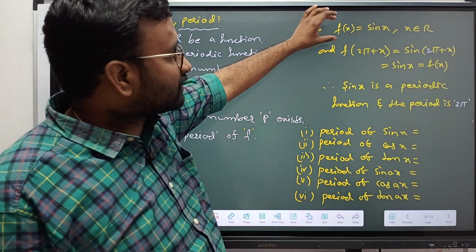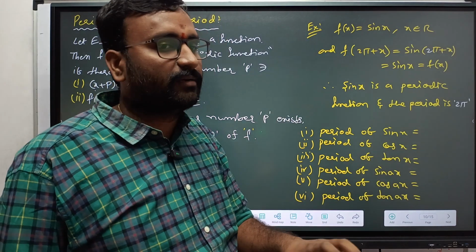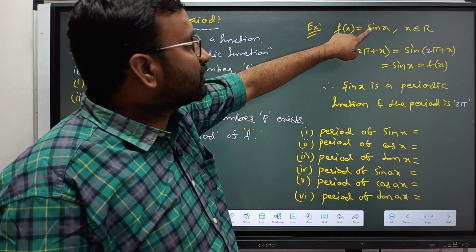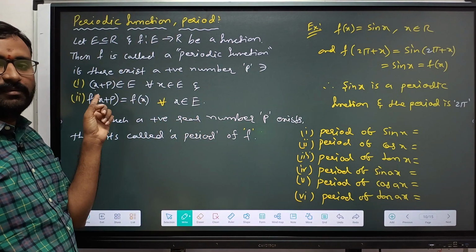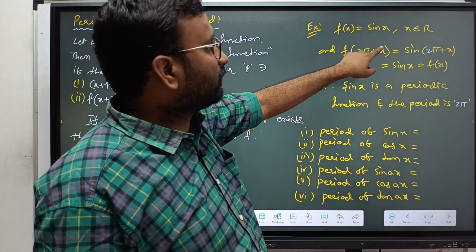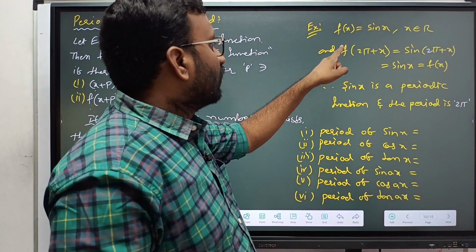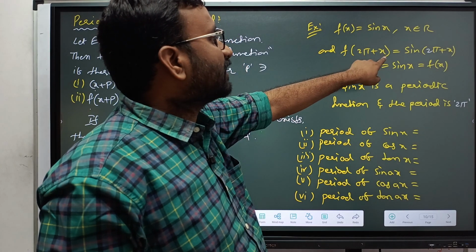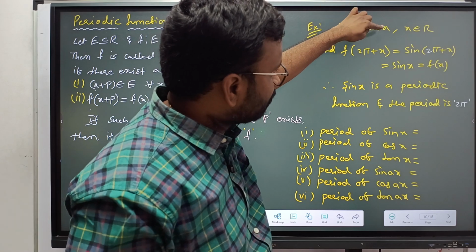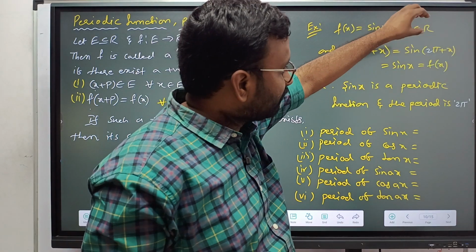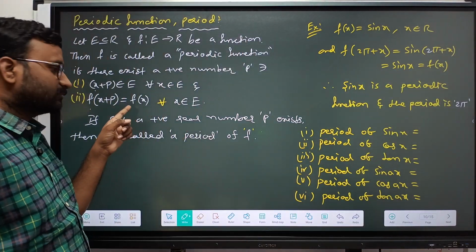Now come to an example. If f of x is any function, now we are proving it is a periodic function and it has a period. See, f of x is sin x, then f of p plus x, that is f of 2 pi plus x. 2 pi means how much? 360. So f of 360 plus theta means we substitute this value in place of x, right? We are substituting 2 pi plus x. So sin of 360 plus theta is what? Sin theta. So you are getting the same f of x.